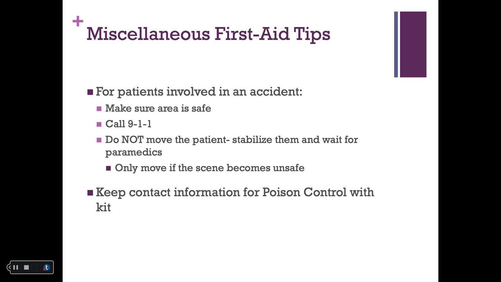After you've made sure the area is safe and secured it, call 911. And then they'll always recommend that you do not move the patient. You want to stabilize them and wait for paramedics because you're not sure what the injury is, and we are not trained to evaluate that. So leave them be unless the scene becomes unsafe. So if there's a fire, if there's some sort of other danger, that's really the only time it's recommended to move a patient. And then you may want to keep Poison Control's phone number, which is 1-800-222-1222, in your first aid kit, just in case you ever have an ingestion issue.